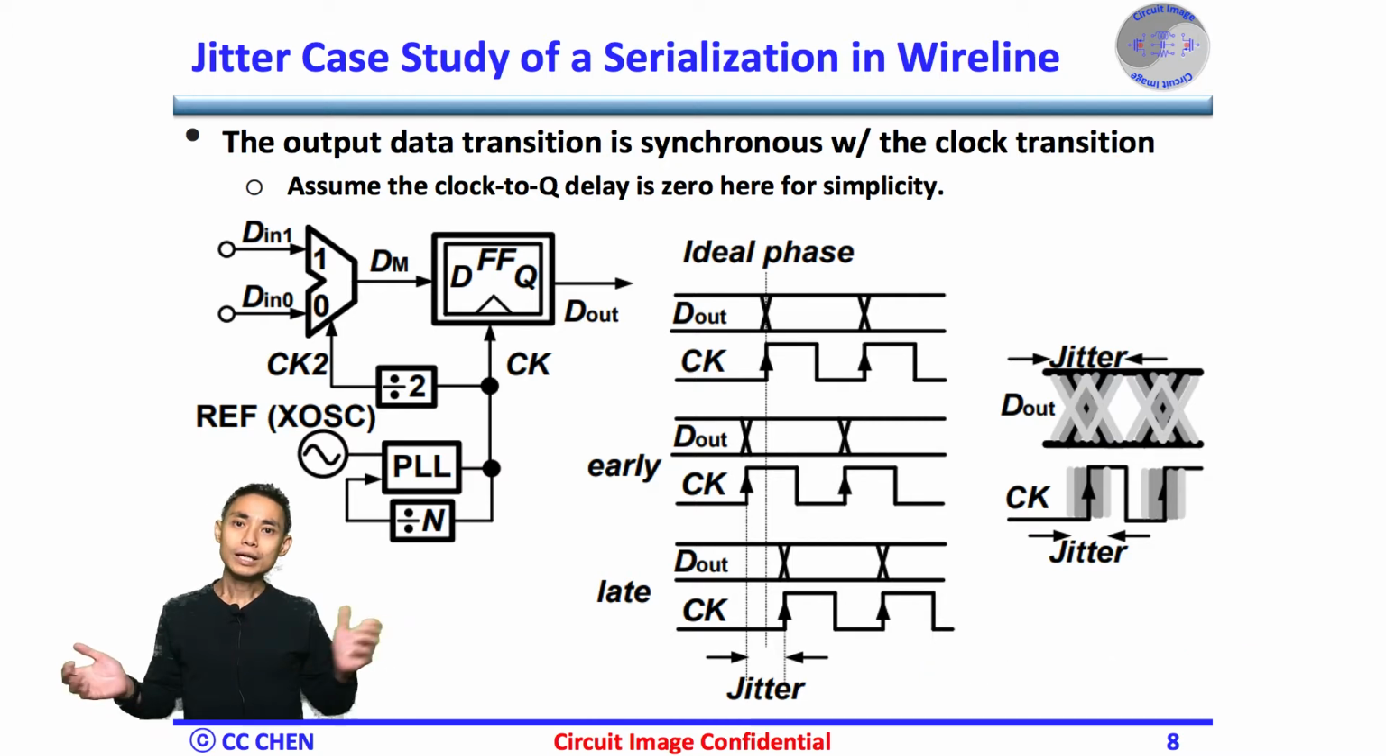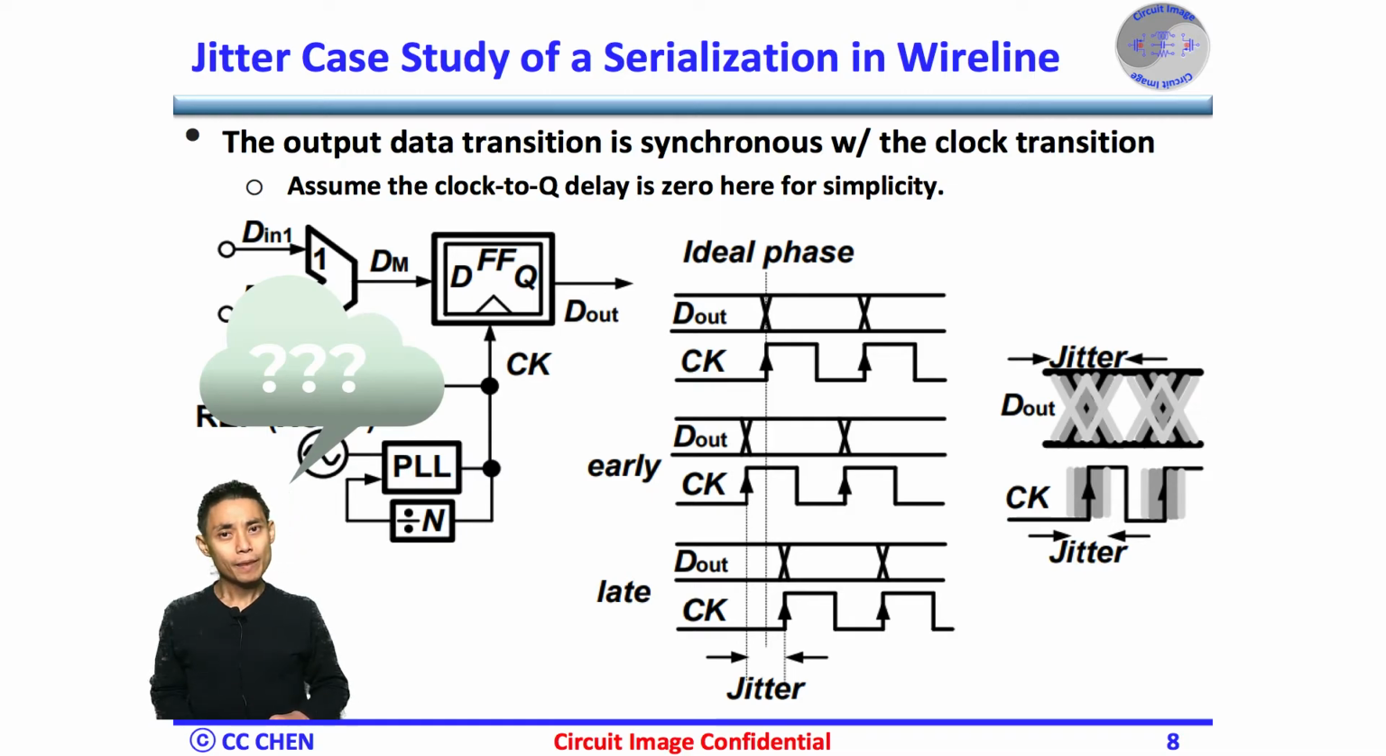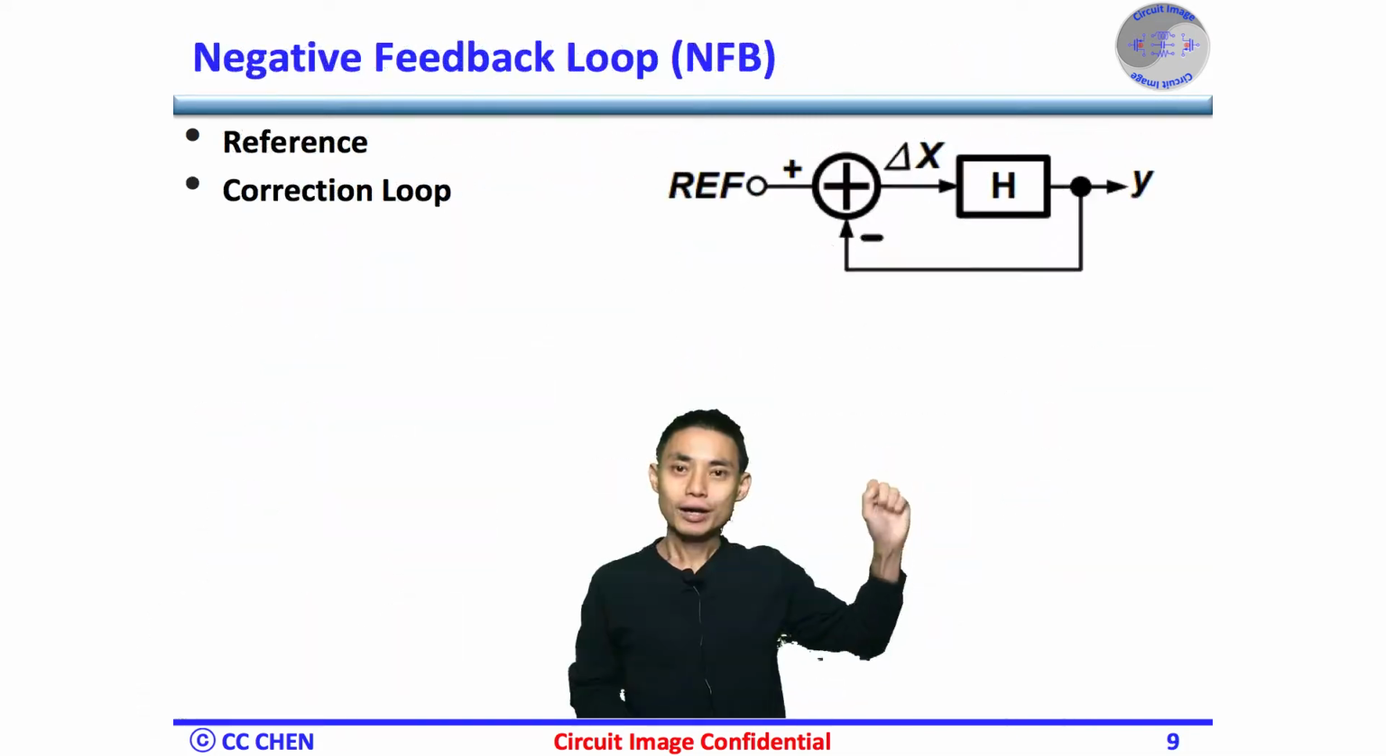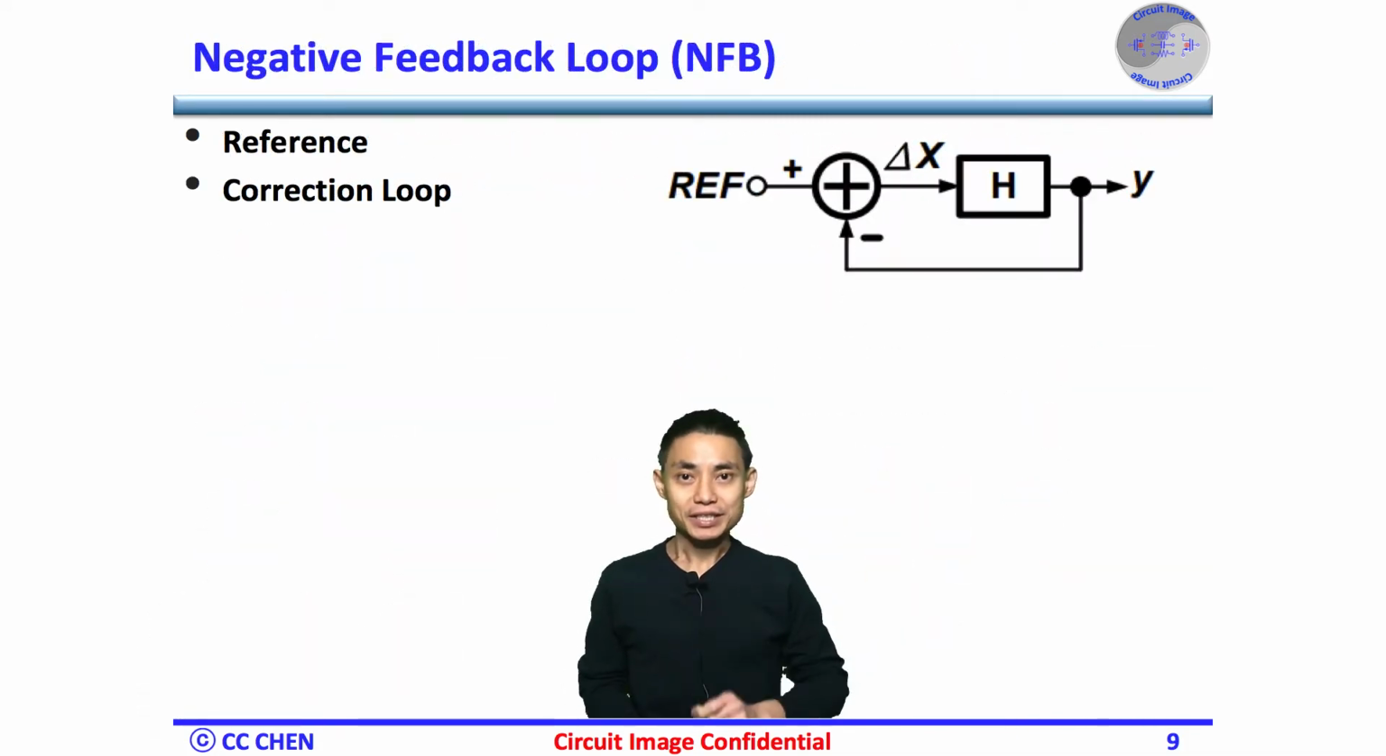But how do we get the frequency stability and low jitter at the same time in the PL? Think about your image for 5 seconds. Bingo! The negative feedback loop is the key.